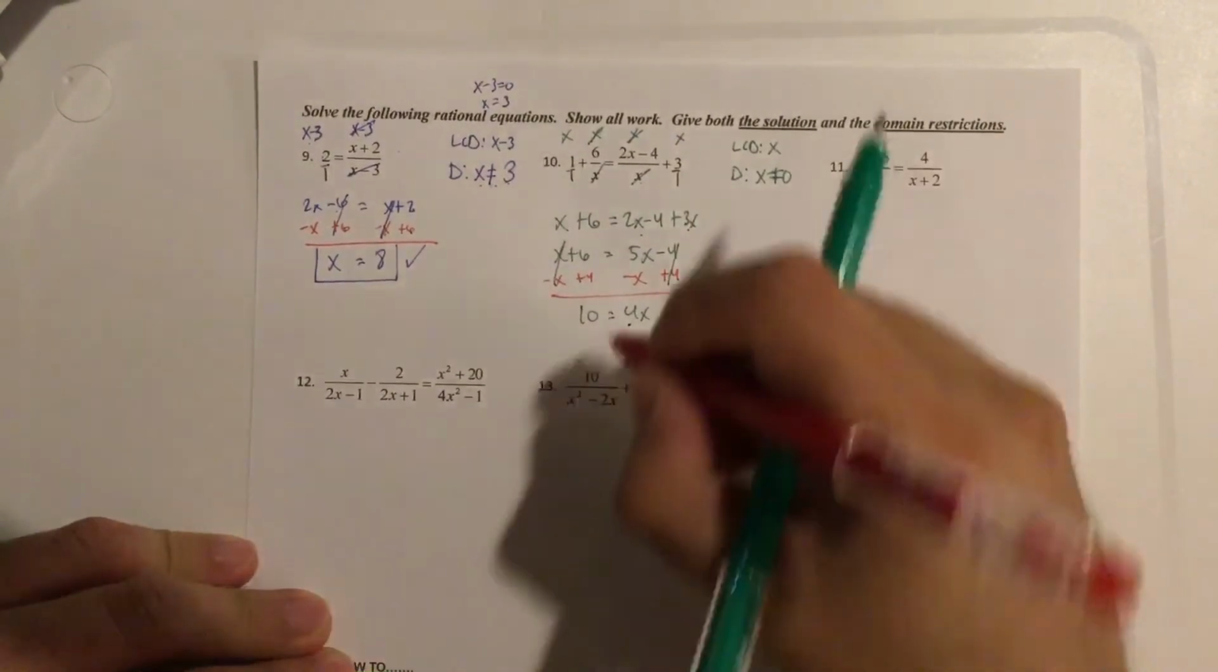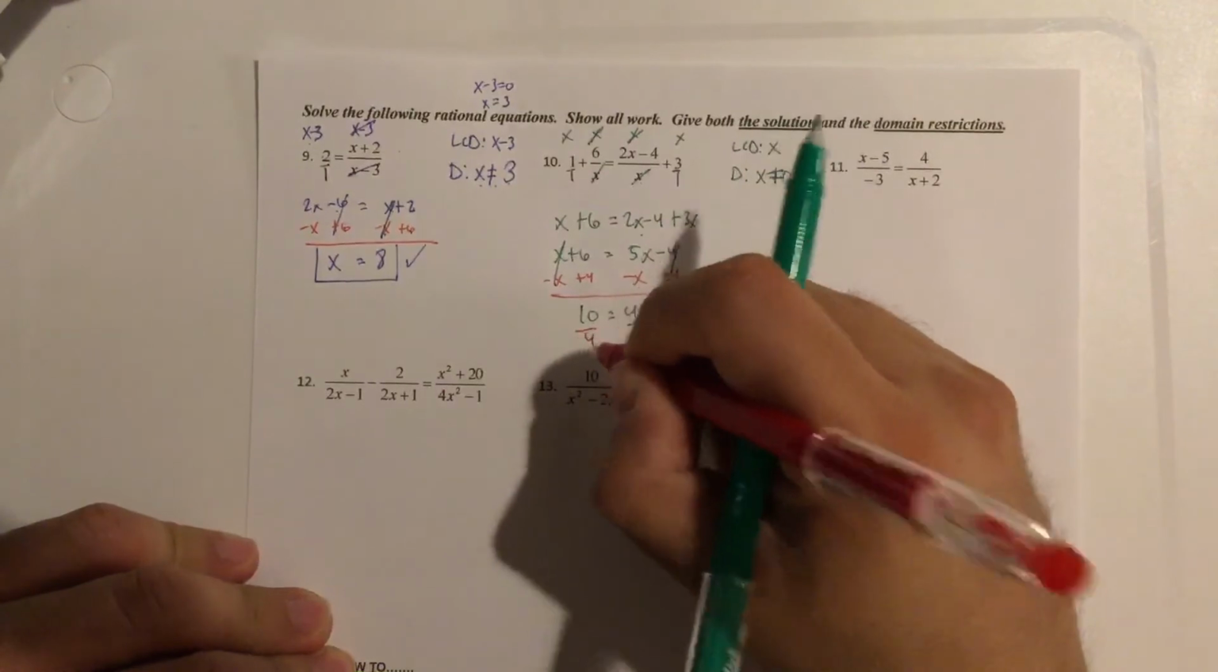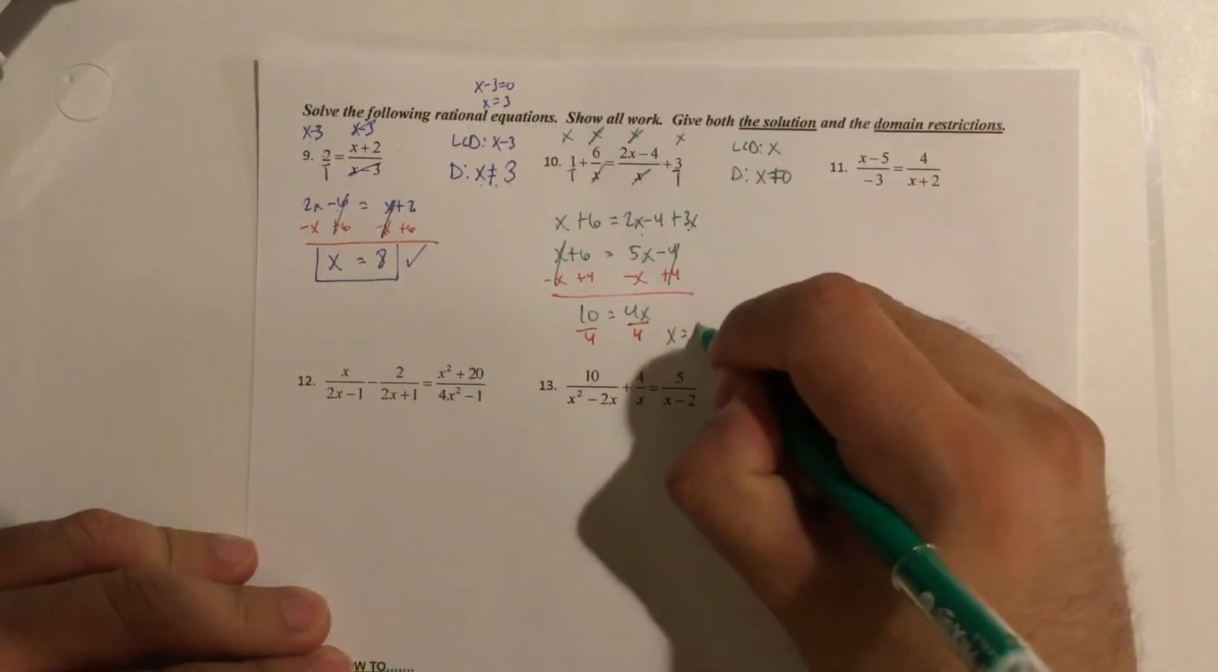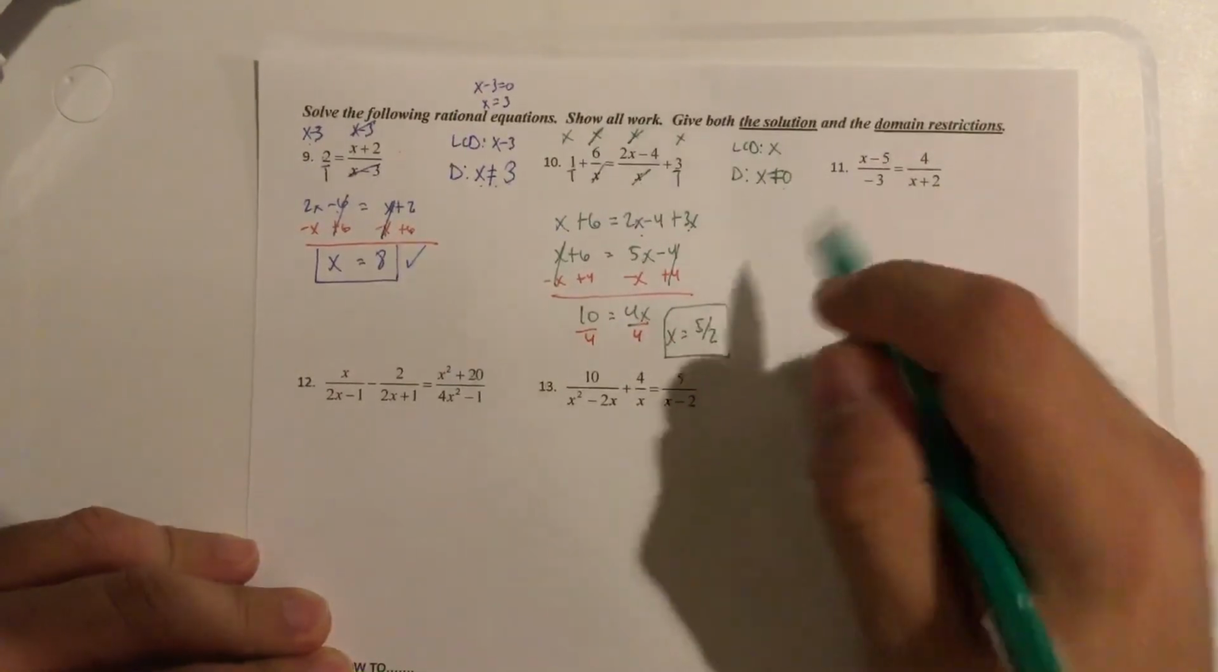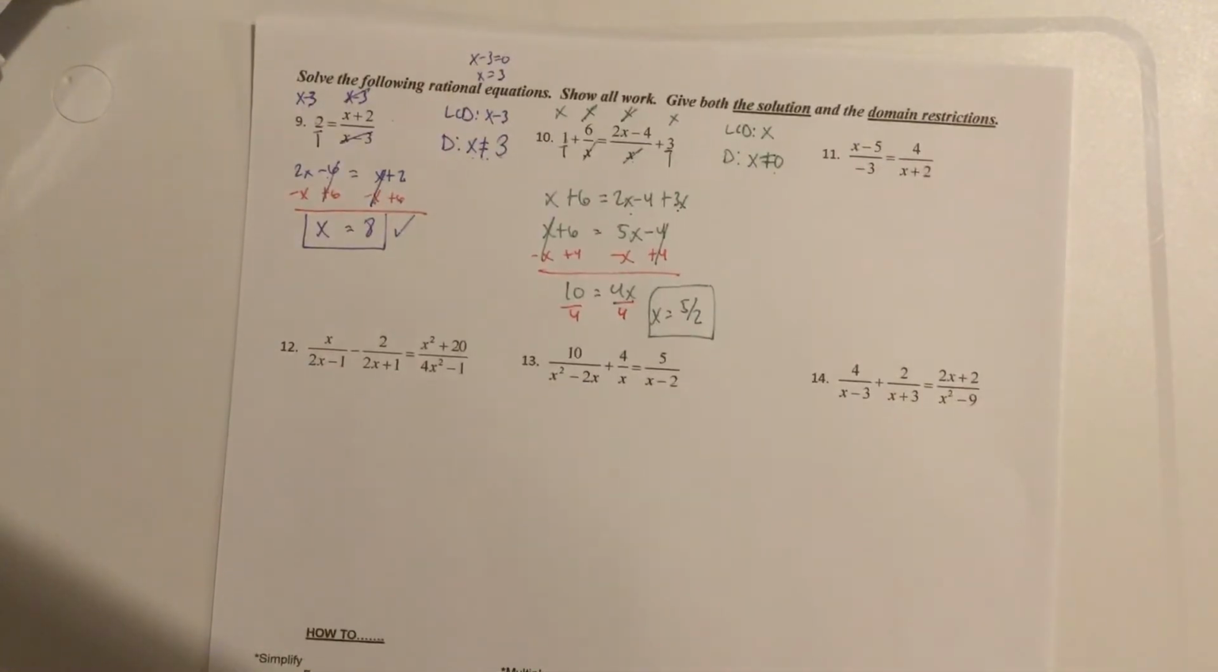Last, let's go ahead and divide by 4. So 10 divided by 4, when you reduce it, is 5 halves. We're going to check a restriction. x cannot equal 0, so this answer appears to be fine. x equals 5 halves. All right, for the next problem.